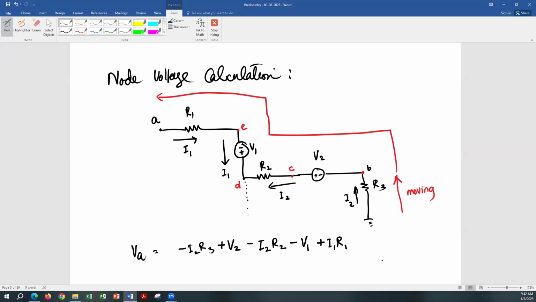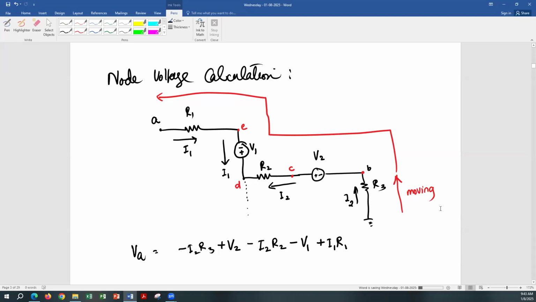What is I3? This is I2. Yeah, I'm showing I2 again because this is the same branch. So I2 passing through R3, I2 passing through R2, I1 passing through R1. So that's negative I2 R3 from that. Okay, so that is your node voltage calculation.